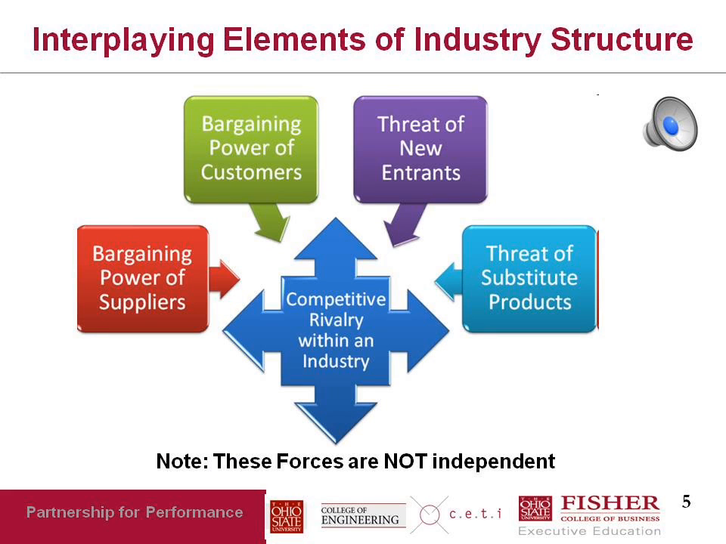Porter's five forces, or five elements of industry structure, consist of the bargaining power of suppliers, the bargaining power of customers, the threat of new entrants or new businesses into that industry structure, and the threat of substitute products. And finally, these four elements play into the fifth element, which is the competitive rivalry within an industry.